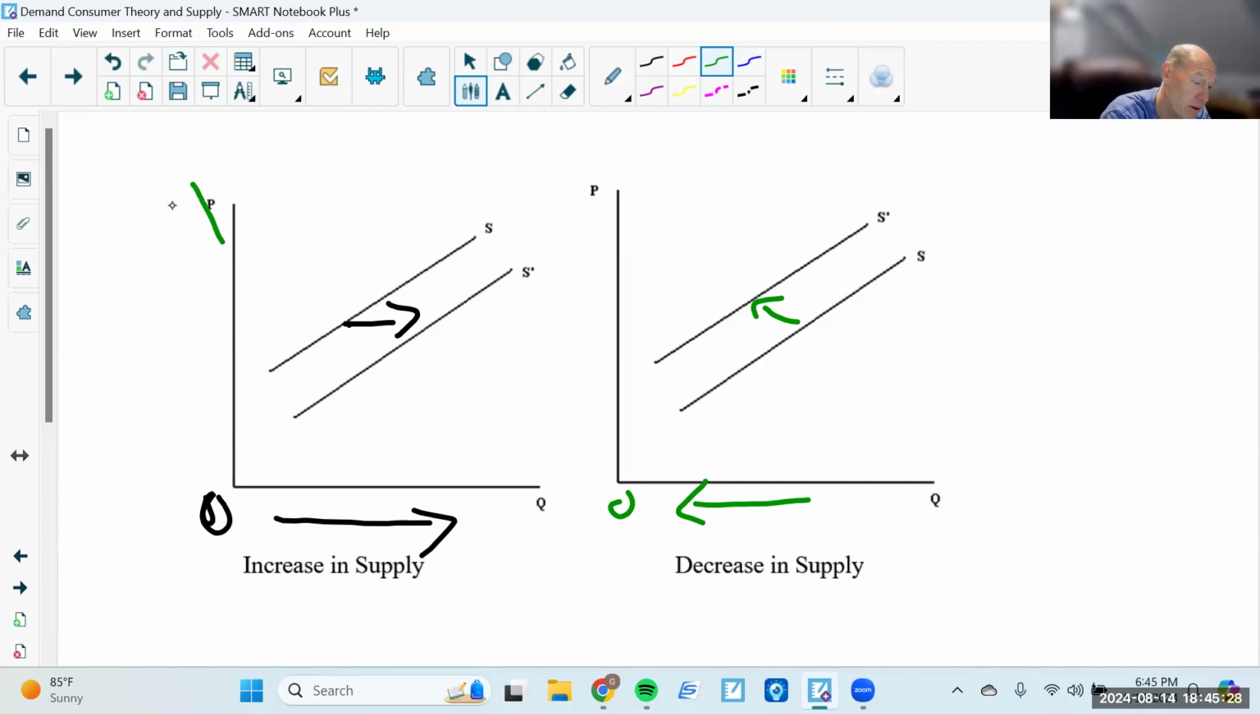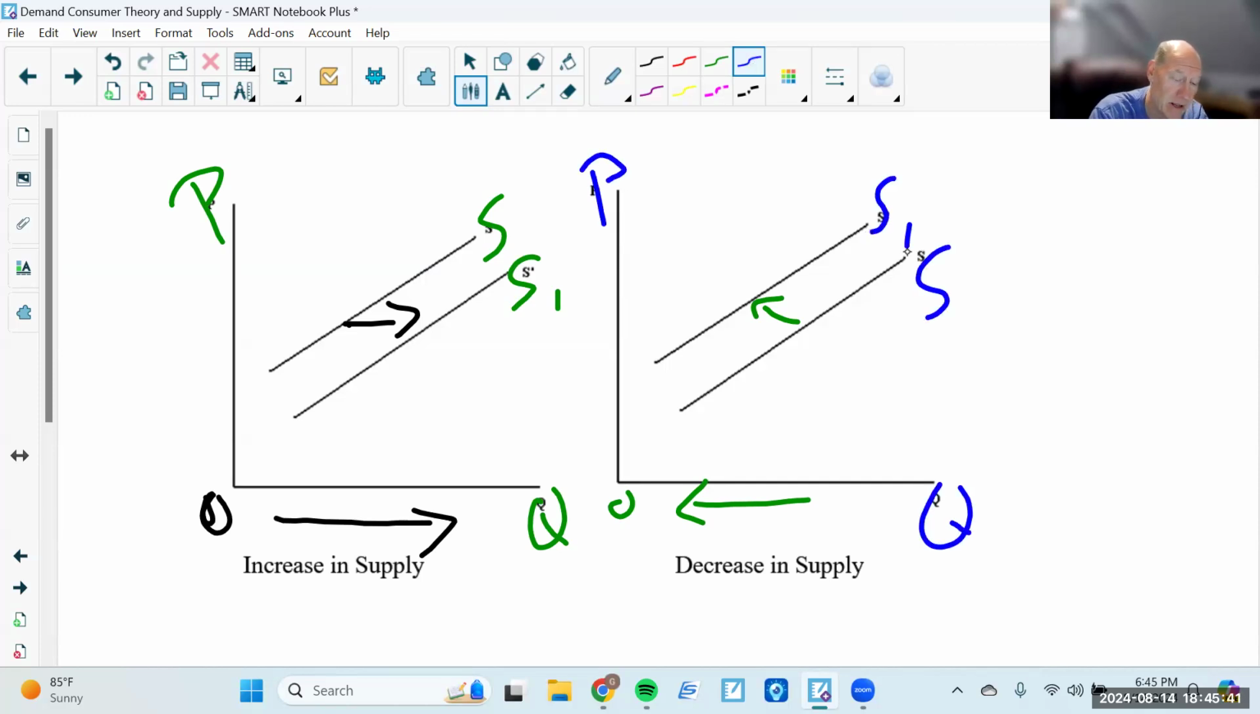Find your P's and Q's. These are labeled P and Q. I'm just making these bigger because when you're looking at the video, it may not be that big. They obviously are labeled already. P, Q, S, S1. That's a decrease in supply on the right, increase in supply on the left. I should reverse these because it's increase right, decrease left.